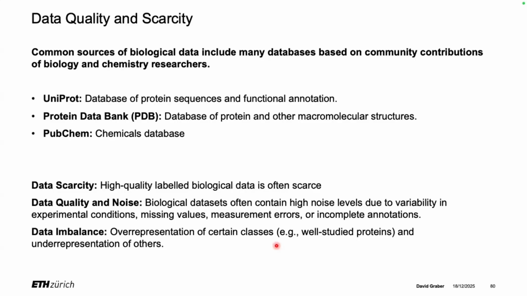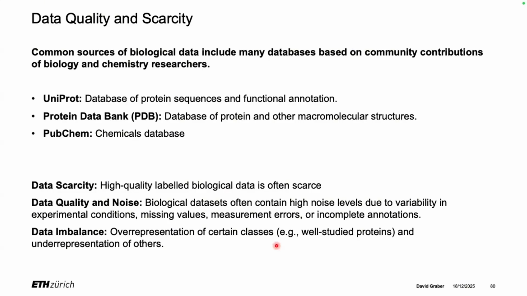So the Protein Data Bank, for example, contains about 250,000 structures. But then if you want to predict binding affinity, or train a model to predict binding affinities between proteins and small molecules, then the data set of labeled complexes is about 20,000 or so.